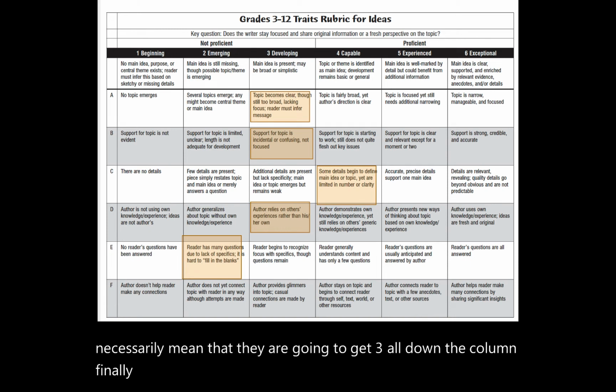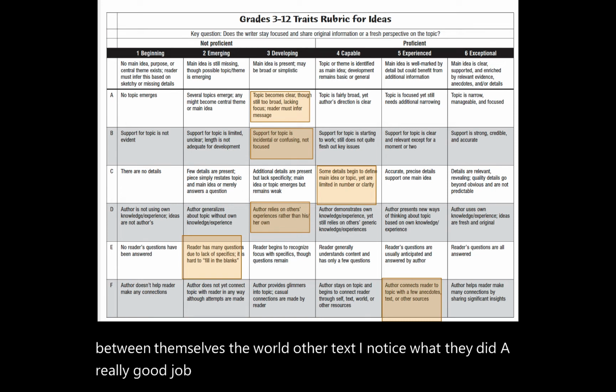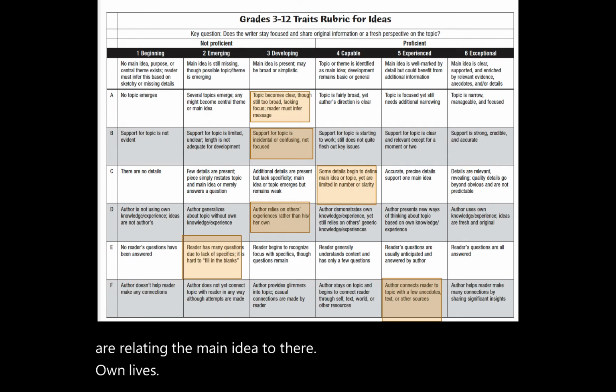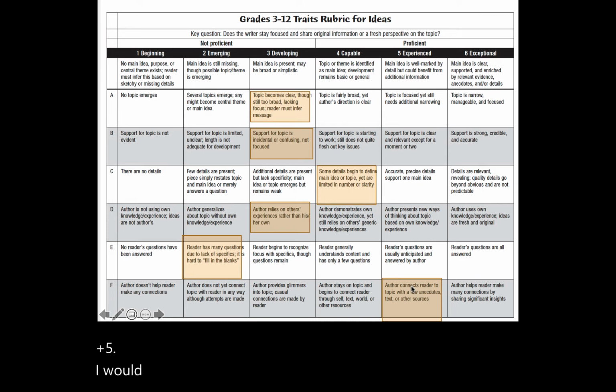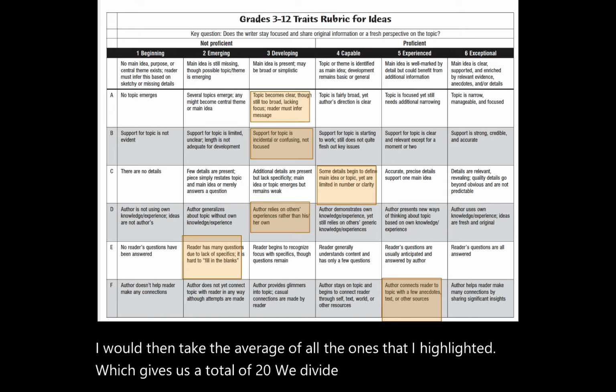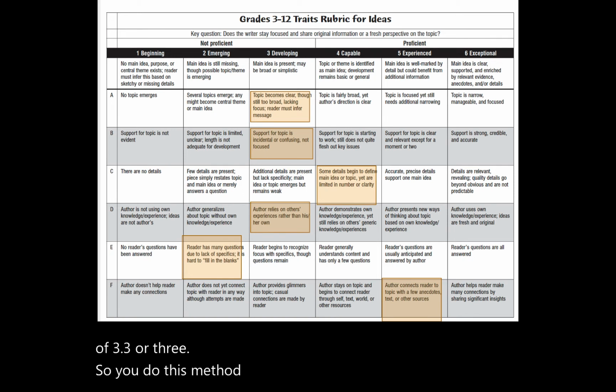Finally, when looking to see if the author makes any connections between themselves, the world, other text, I notice, you know what? They did a really good job of including some anecdotes, meaning that they're relating the main idea to their own lives. So when looking at this, I would go ahead and add all of these scores. I would add 3 plus 3 plus 4 plus 3 plus 2 plus 5, which gives us a total of 20. We divide 20 by 6 and we get a score of 3.3, or 3. So you do this method for every single trait.